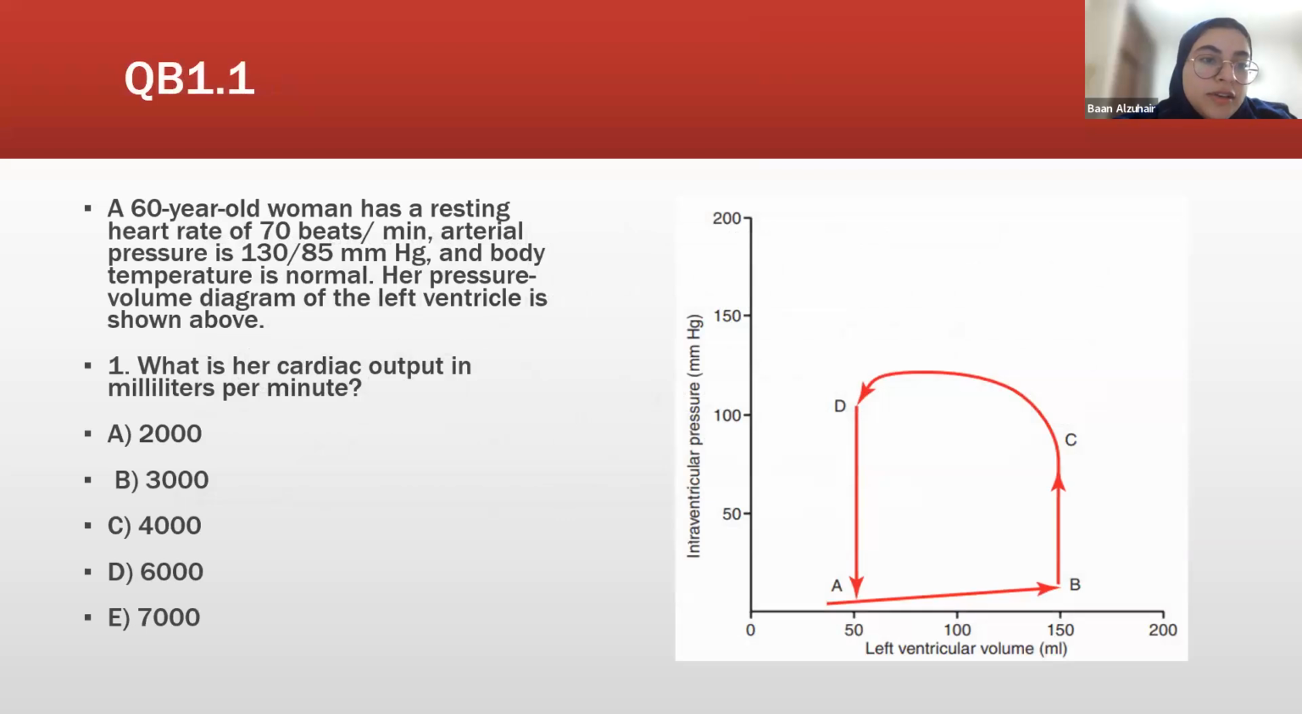Okay, so a 60-year-old woman has a resting heart rate of 70 beats per minute. Arterial pressure is 130/85, and body temperature is normal. Her pressure volume diagram of the left ventricle is shown above. I'm going to have three questions on the same diagram. So the first question is, what is her cardiac output in milliliters per minute?